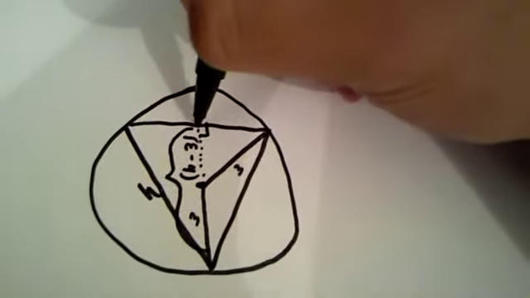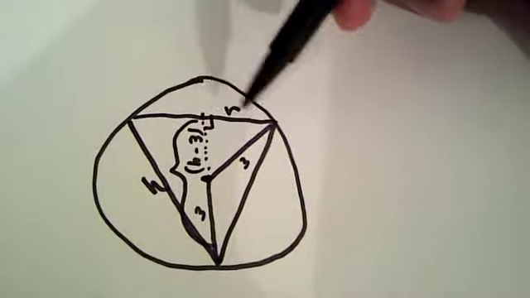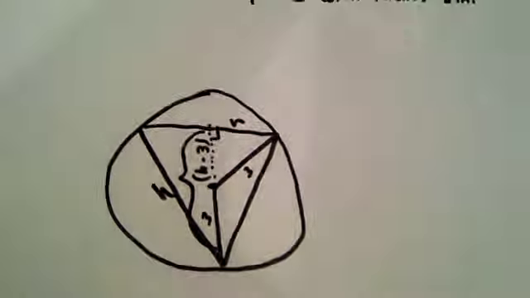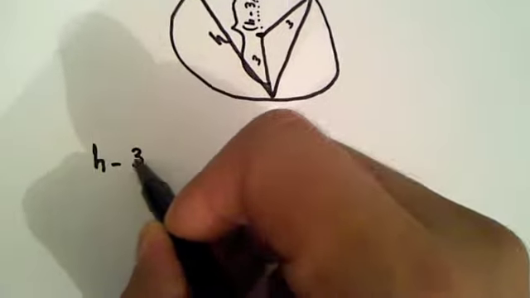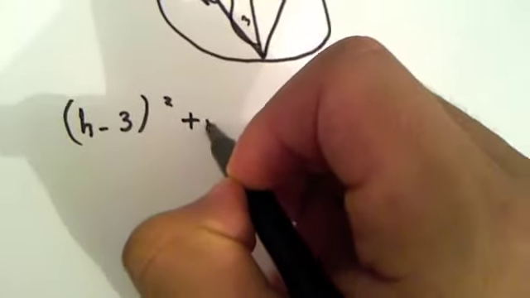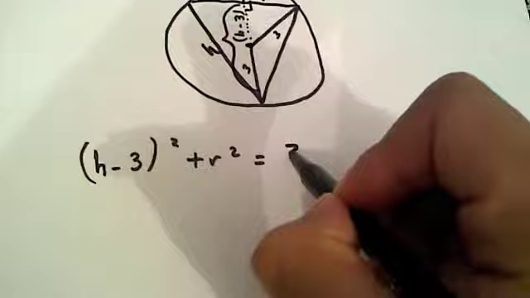Next, what you're trying to do is find this side here. We can label it r because this is the radius of the cone. So we have a formula here. We can use the Pythagorean theorem in order to find what r is. So we would have (h minus 3) squared plus r squared equals 3 squared.